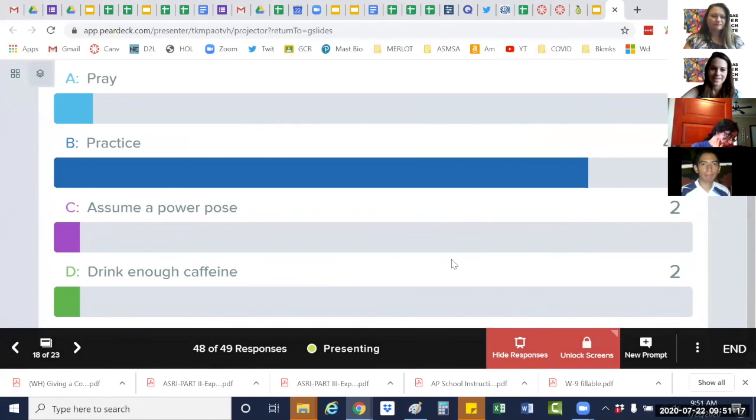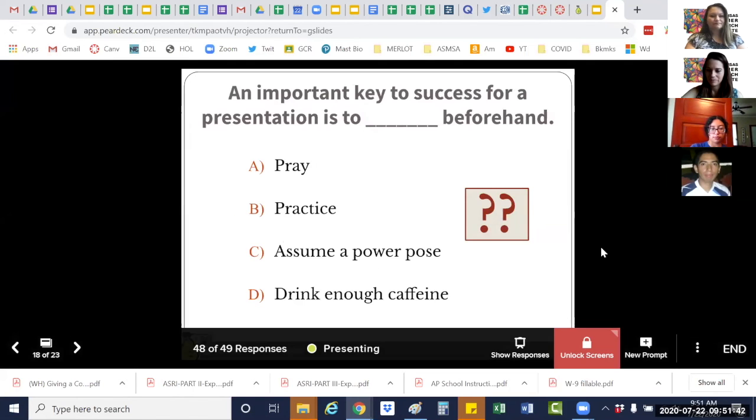Most people say practice. Yes, I do understand. I have prayed before big presentations, particularly a qualifying exam, lots of prayers before a qualifying exam, which determines whether or not you can continue with your PhD work. Drinking enough caffeine, also quite important, especially if you are used to being regularly caffeinated, but I think most of you know that practice is key.